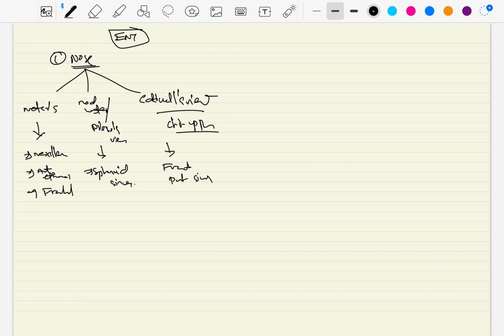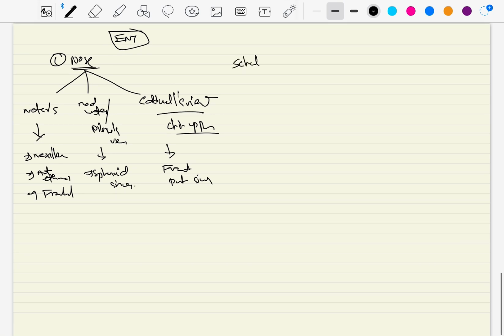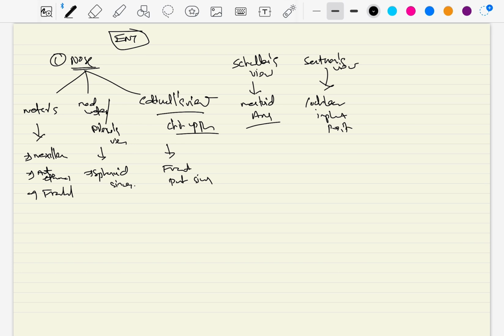Okay, then there are two other X-ray views, like Schuller's view and Stenvers' view. The Schuller's view is used for the mastoid, to see the mastoid air cells in the lateral view. The Stenvers' is for the cochlear implant position. Okay, that's for the X-ray use.